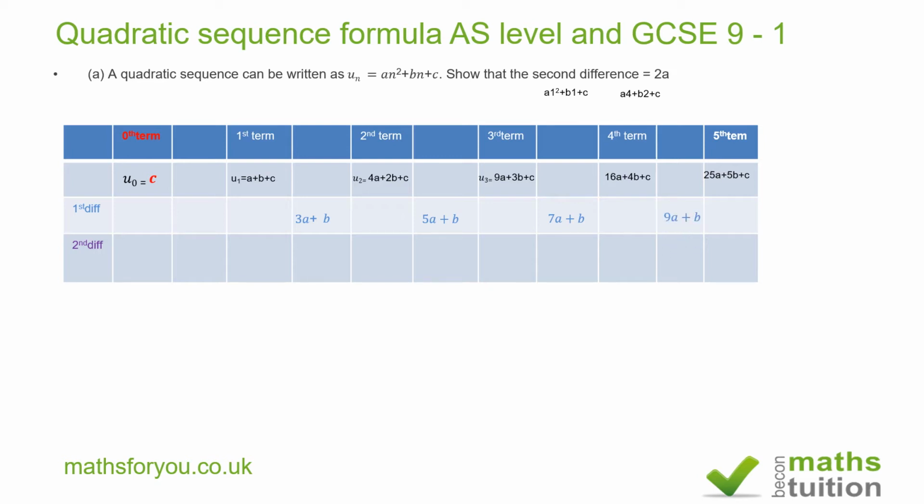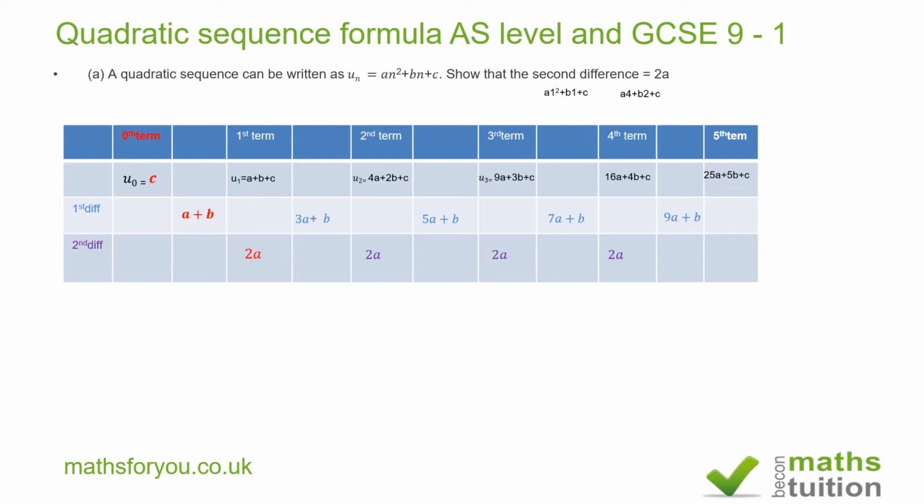Now, the first difference between the first term and the zeroth term is a plus b plus c minus c, and we end up with a plus b. Note that this follows the same pattern of going up by 2a each time. Then for the second difference, we end up with 5a plus b minus 3a plus b gives us 2a, so we end up with 2a each time.